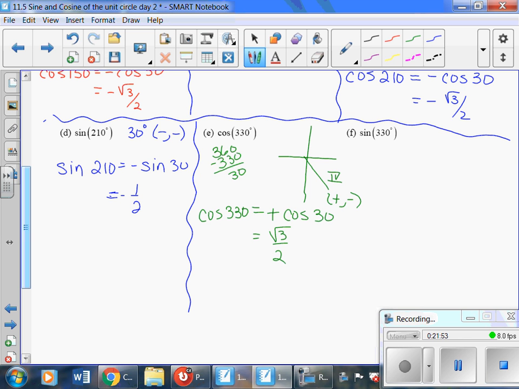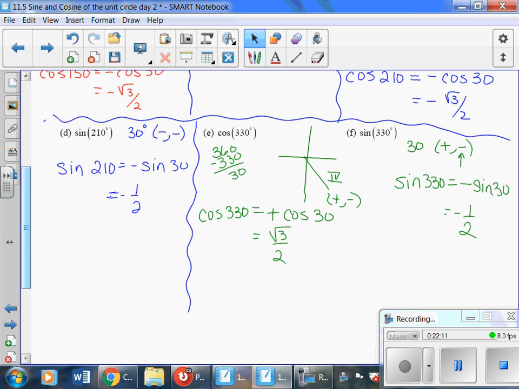And our last one, same thing. We have our reference of 30. We have positive, negative. So in this case, our sine of 330 is equal to the negative, because remember, sine is the y value, negative sine of 30, which is equal to negative 1/2.